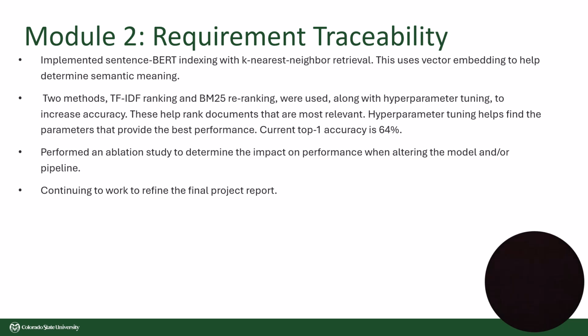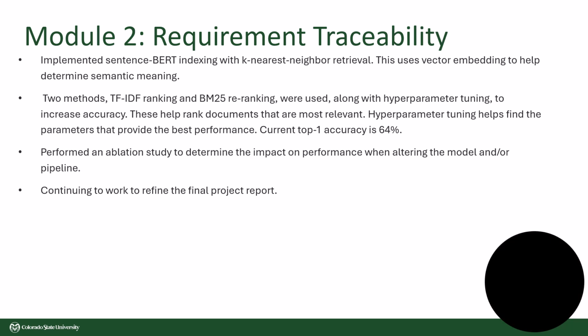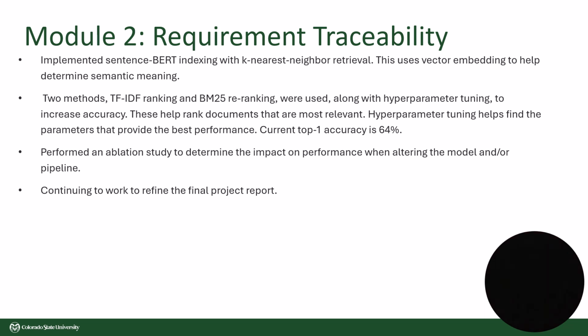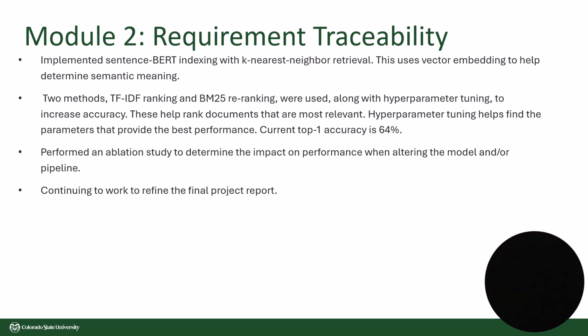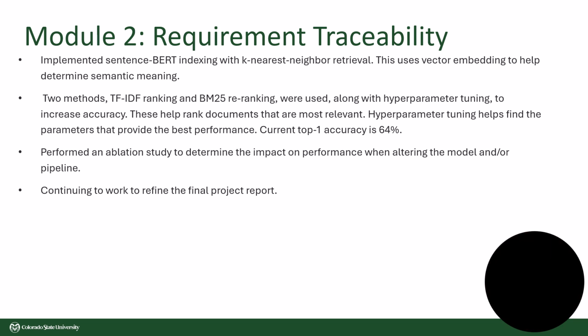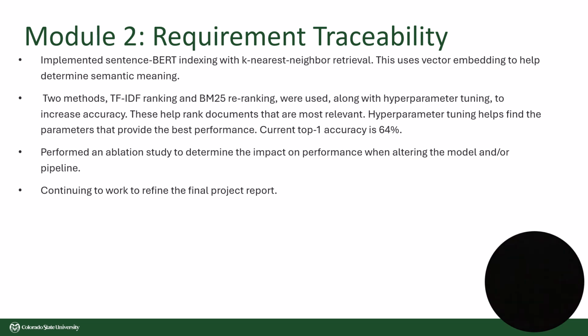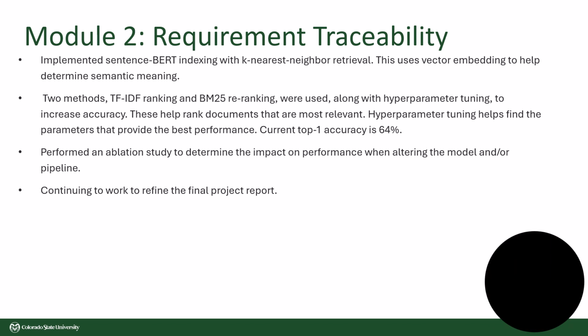For traceability, I implemented Sentence-BERT indexing with k-nearest neighbor retrieval, which uses vector embeddings to help determine semantic meaning. I also applied two methods, TF-IDF ranking and BM25 re-ranking, along with hyperparameter tuning to help improve performance. My current top-one accuracy is 64%. I'm also performing an ablation study to determine the impact on performance when altering the model or pipeline, and continuing to work to refine the final project report.